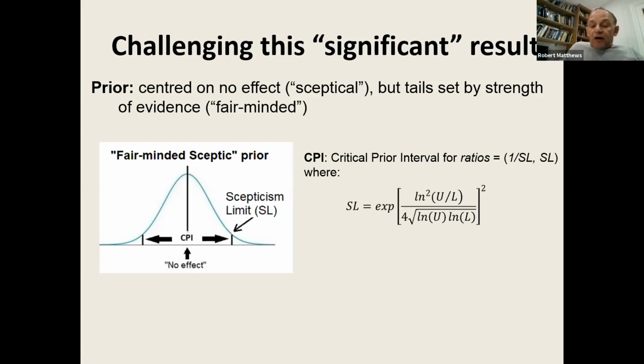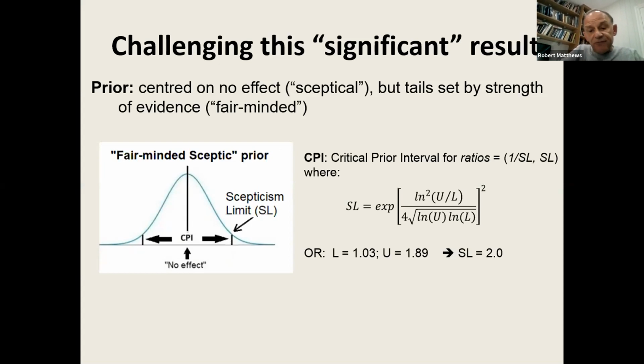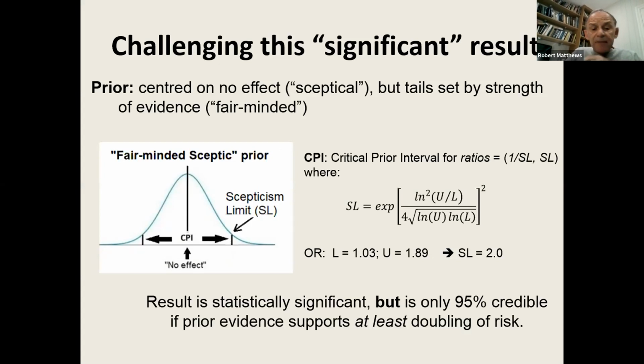When you operationalize the challenge criteria, you end up with this analytic expression for the size of the skepticism limit for ratios, where U and L are simply the upper and lower bounds on the confidence interval. So it was a lower bound of 1.03, upper of 1.89, and that leads to a skepticism limit on the odds ratio of 2.0. So the result may be statistically significant, but it's only credible if there is prior evidence supporting at least a doubling in risk from the use of mobile phones. And there isn't any. At a biochemical level, an observational level, there's no evidence to back that up. So it might be statistically significant, but it isn't credible at the 95% level.